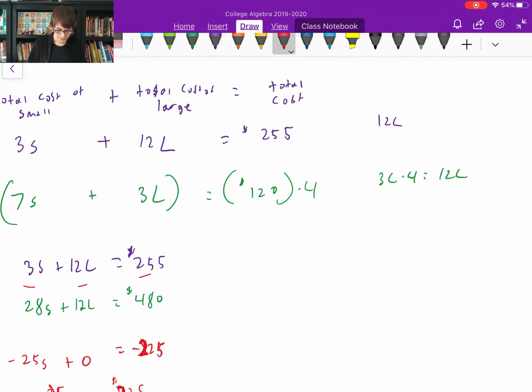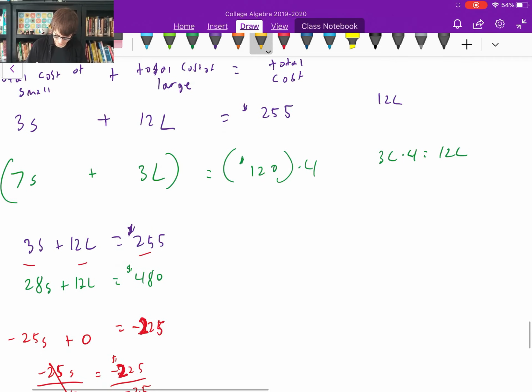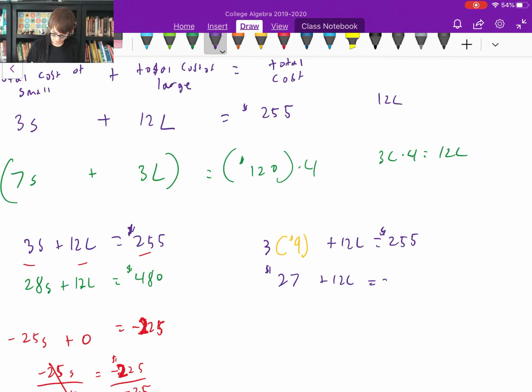So we can plug that $9 into either one of these equations, either Leia's or Mike's. And we'll plug it into Leia's because why not? We'll say 3 times $9, because that's the price of a small box of tangerines now, plus 12L equals $255. Okay, so we need to get L all by itself. We need to solve for L. So we get 3 times 9 is 27, plus 12L equals $255. Okay, subtract 27 from both sides.